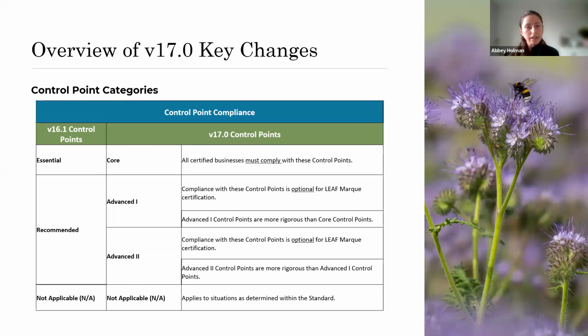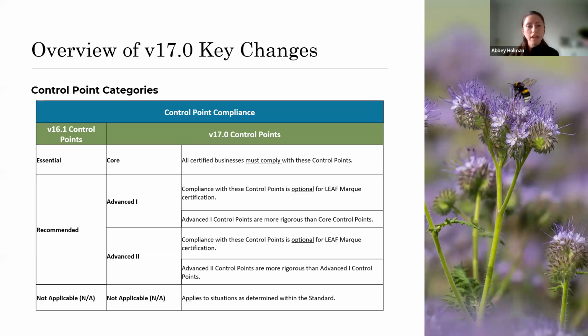Within version 17, we're proposing a shift in these categories to core and advanced requirements. We're proposing that core requirements are mandatory for businesses to comply with to achieve LeafMark certification, just like the essential control points in version 16.1. We're also proposing that advanced requirements are categorized in the standard. So these advanced control points are not going to be mandatory for certification. They will be optional. And there are two types of advanced control points.